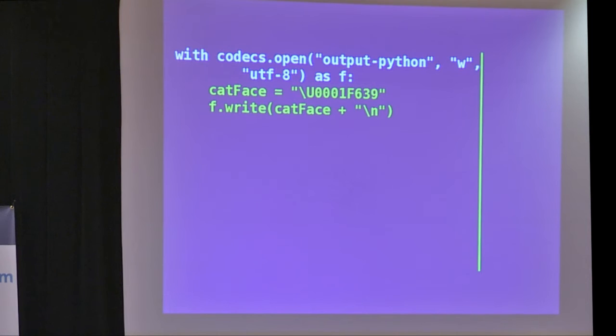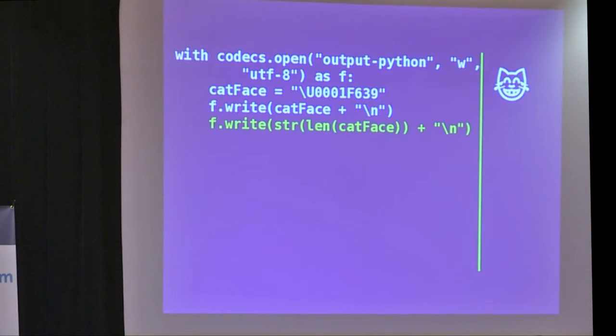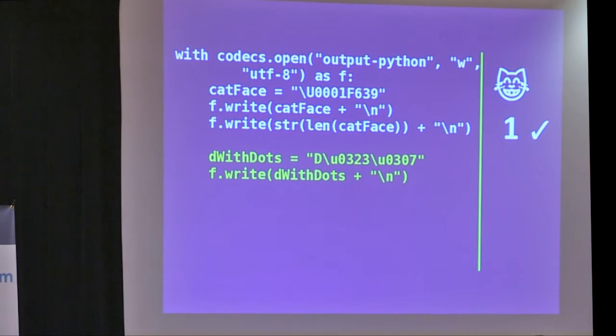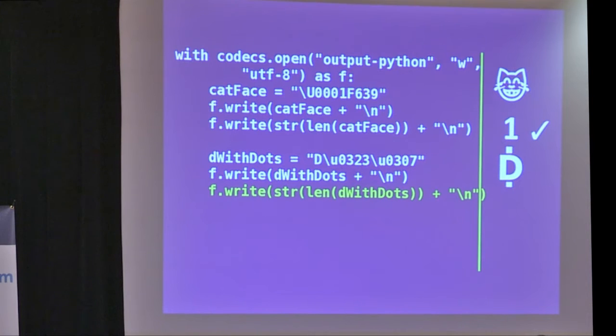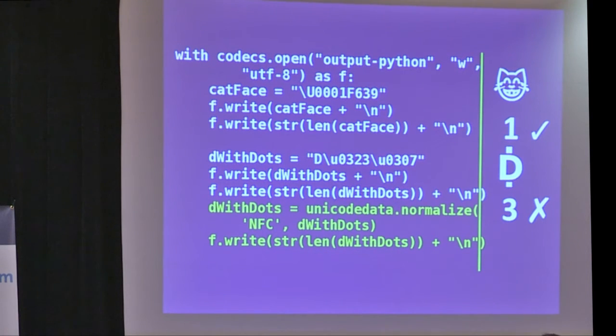All right, so here is the cat face there, and we'll write it out to our file. And we'll go and see how long it is, and it comes back and says 1. Hey, I got it right. Way to go, Python. Let's try the combining characters. There we go, and put it that way, it prints it out correctly. How many characters is that? It still thinks it's 3. Ah, see, Python failed. All right, we can also do normalizing. Normalizing's not too bad there, but it comes back with 2.